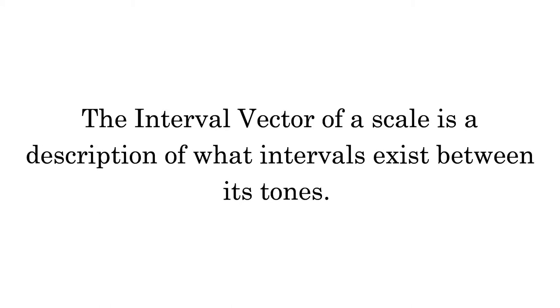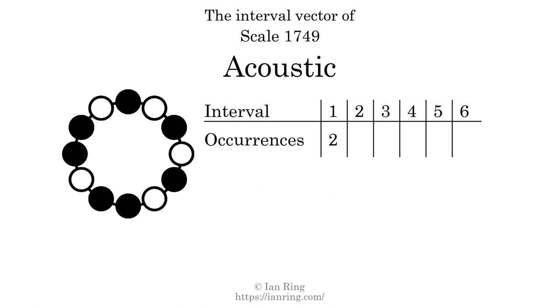The interval vector of a scale is a description of what intervals exist between its tones. There are two intervals with the size of one semitone. They are here and here. There are five intervals with the size of two semitones. They are here, here, here, here, and here. There are four intervals with the size of three semitones. They are here, here, here, and here.